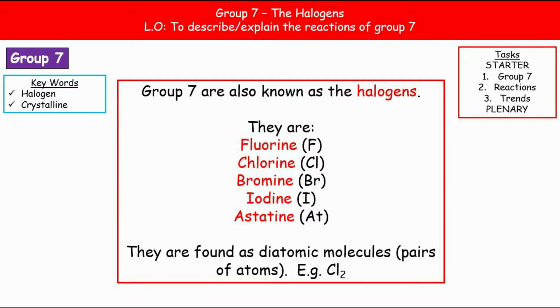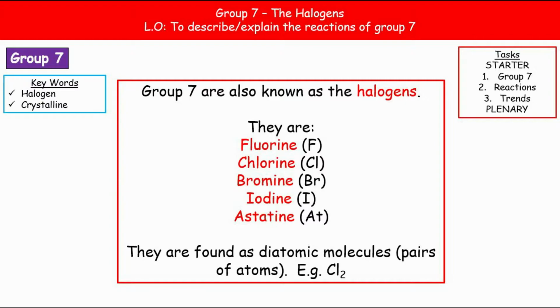The key point to remember, and this is the point that really does bug me when we don't remember this, because you throw away so many marks on chemistry papers by forgetting this last point, that all of the halogens are found as diatomic molecules. So this means that they go around as pairs of atoms. So di meaning two, and atomic obviously atoms. So two atoms joined together.